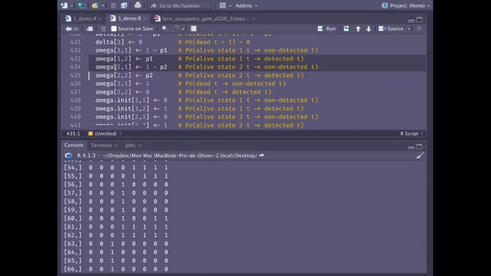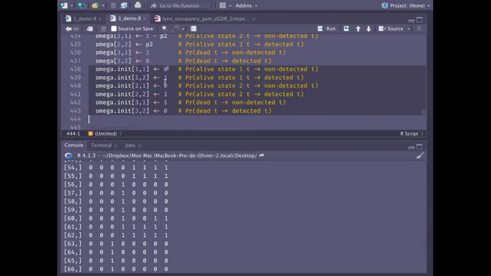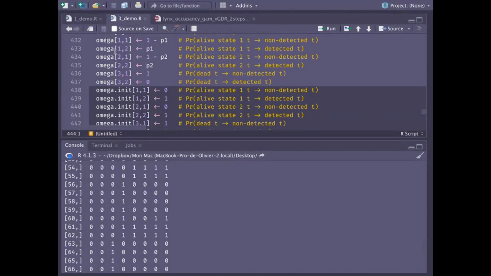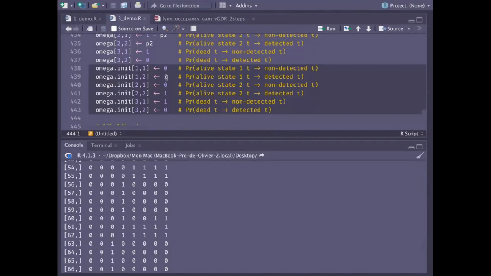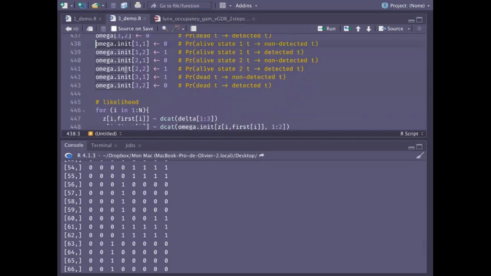And again, we need to say that at first encounter, when you first detect individuals, detection is one because you are captured at first encounter, because you condition on it. So you just rewrite omega, the observation matrix, and you fix the detection probability to be one for all classes. So it's just the same matrix where you fix p to be one. We distinguish it and call it omega dot init because it's more convenient when we write down the likelihood.